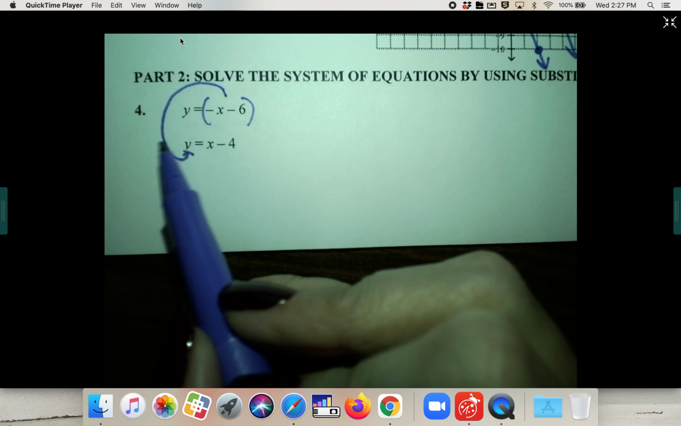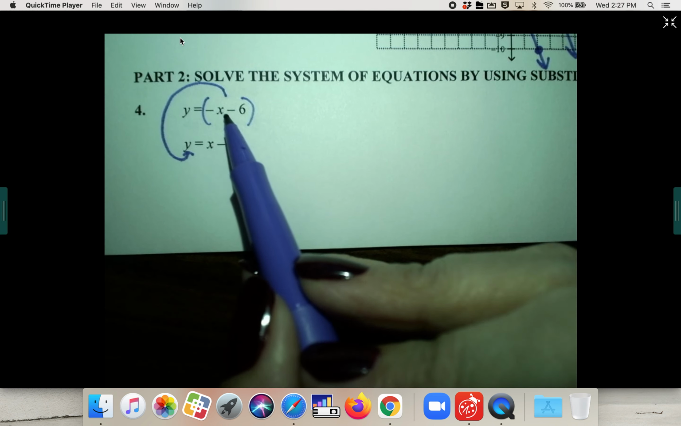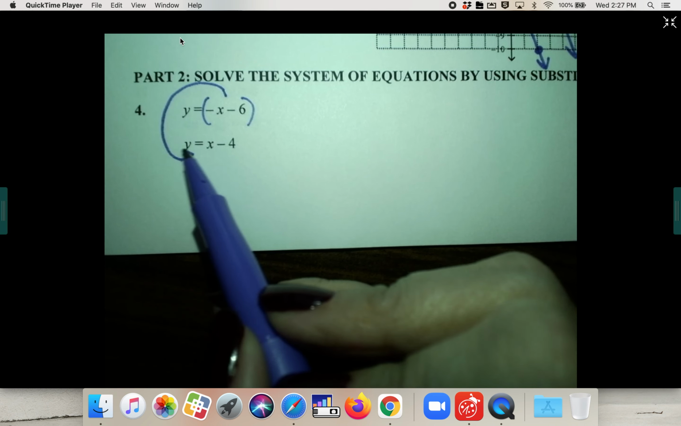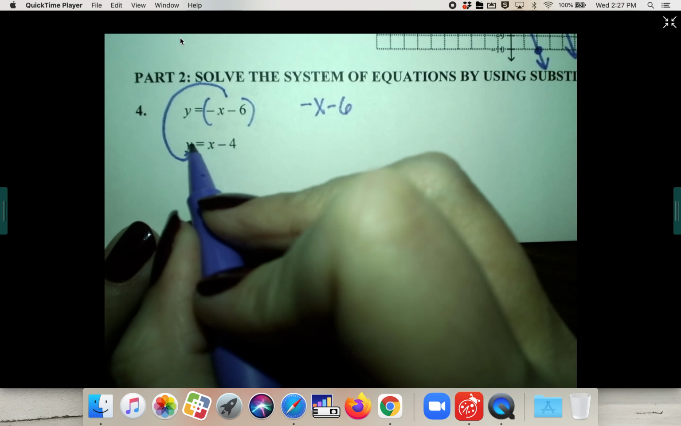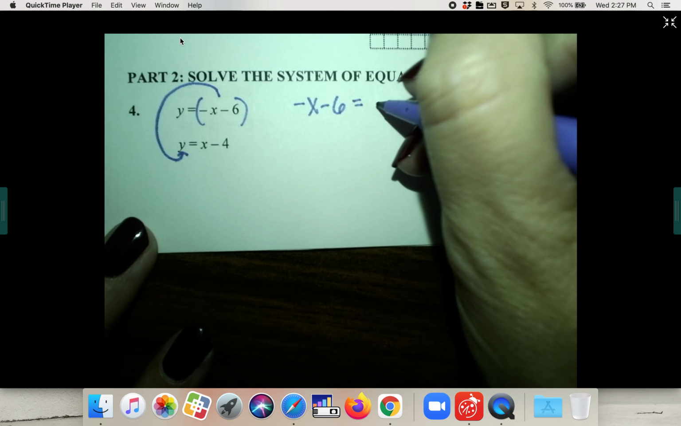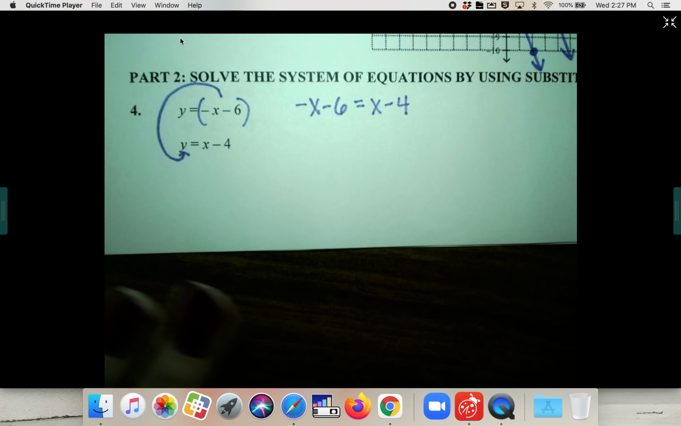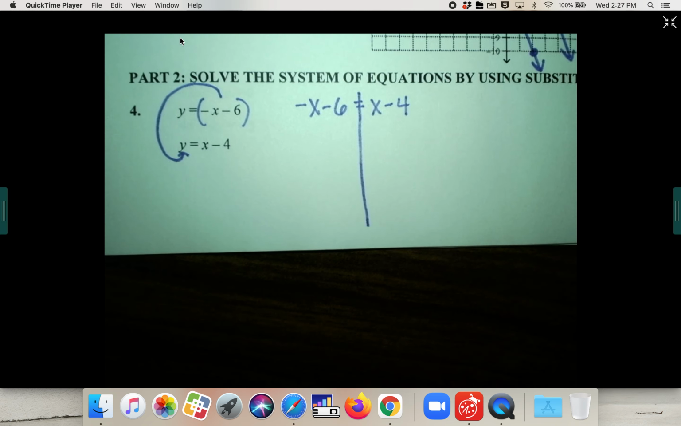So I'm going to put it here for y. I'm going to rewrite this bottom equation, but instead of y, I'm going to substitute negative x minus 6 in right here for y. So I'm just going to rewrite it. Negative x minus 6 is right there for y equals x minus 4. And now I can solve it because we only have x as a variable.